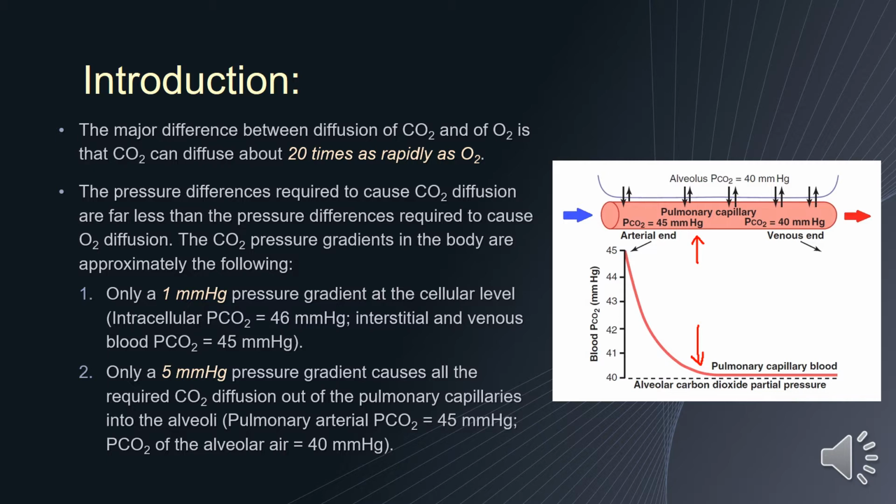And in the tissue, the partial pressure of carbon dioxide within the cells is 46, while that in the interstitial space outside the cells is 45. That's to say, the pressure gradient at the cellular side is just 1 millimeter of mercury, and that pressure is quite enough for the carbon dioxide to be transported from one area to the other.